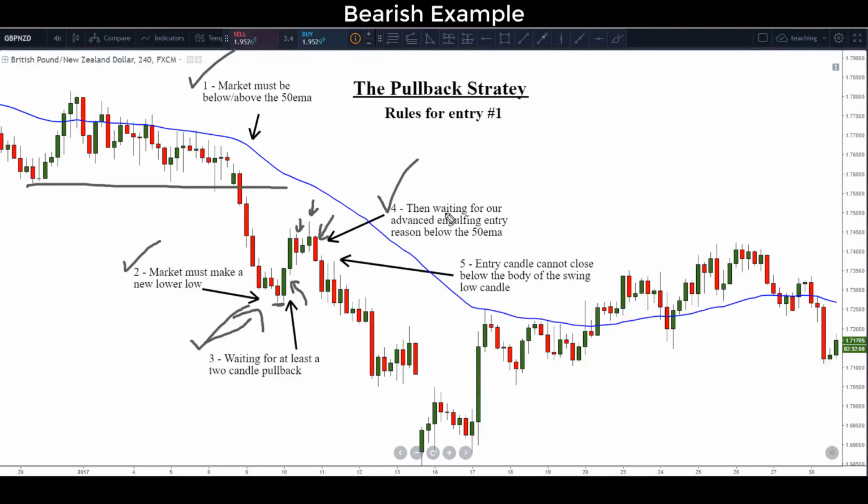That checks off rule number 4 as long as it happens below the 50 EMA. Does this advanced engulfing entry happen below the 50 EMA? Of course it does. Our 50 EMA is right here. That entry reason happens below the 50 EMA.